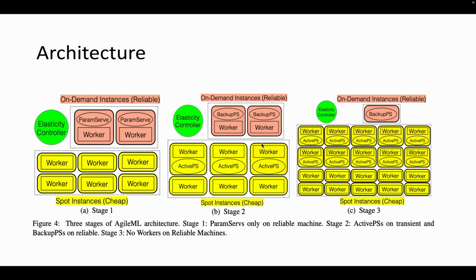Now if we say the stage 3 transition, we can see there are no workers at the on-demand instances, and there are active PSs and workers at the spot instances. So this will all be explained in detail in the next slides. This is just a diagram overview of the architecture of agile ML.